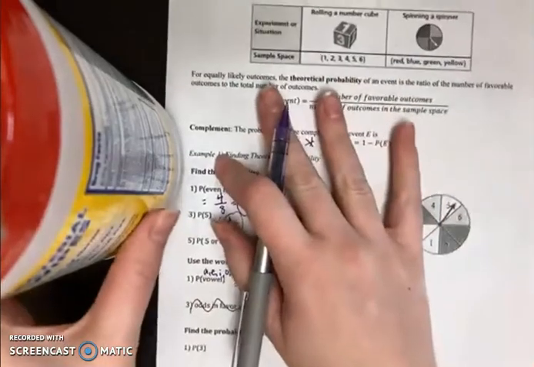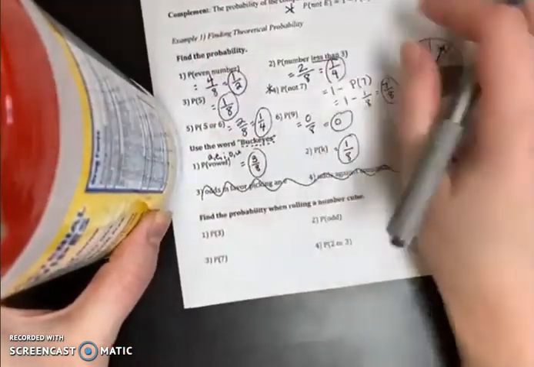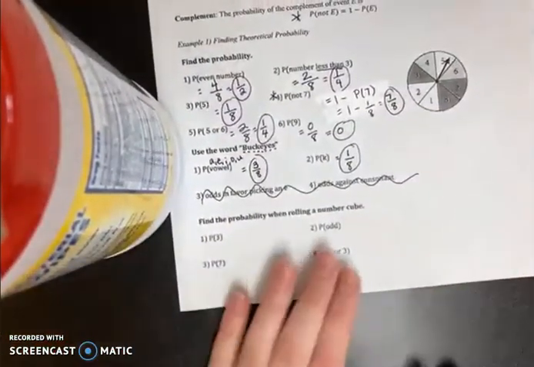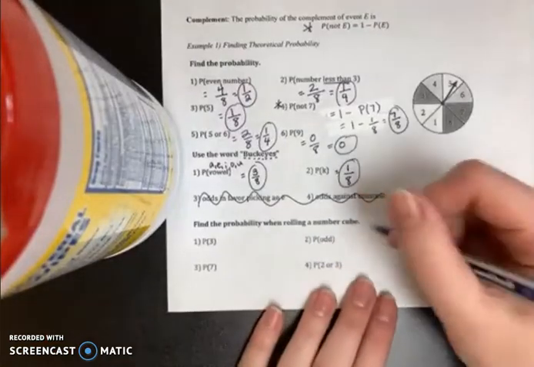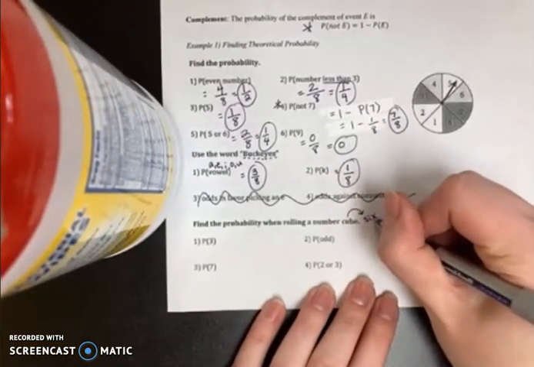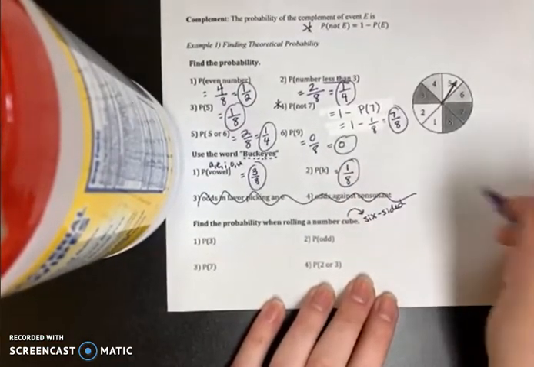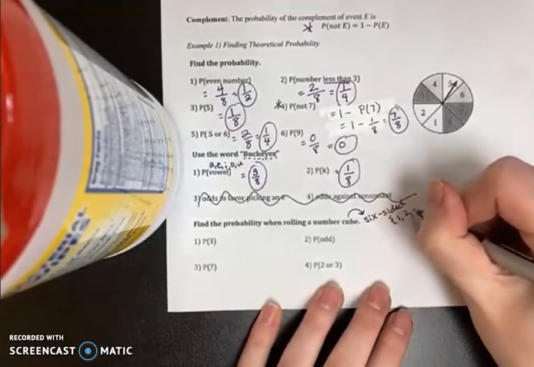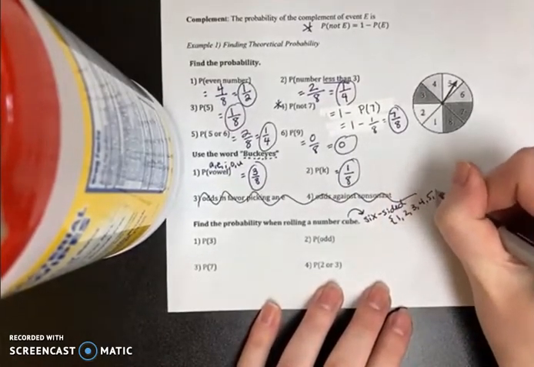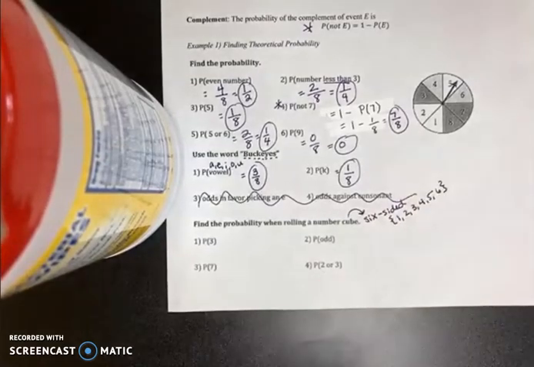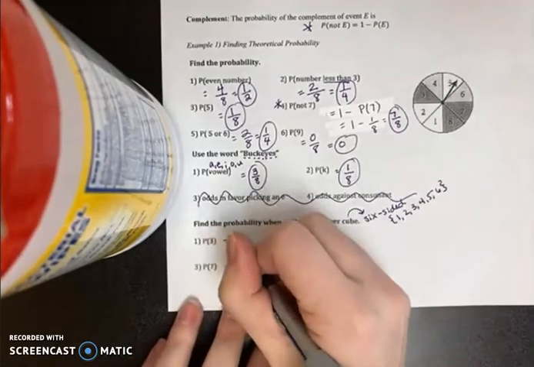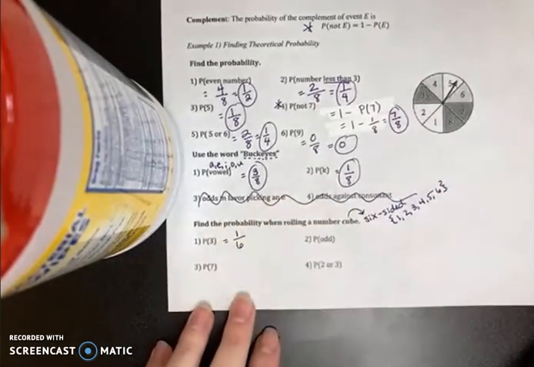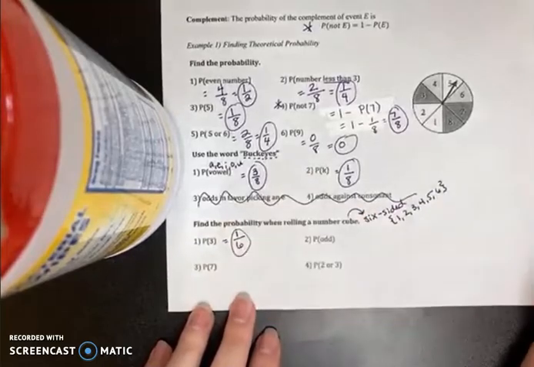Next, we have a probability when rolling a number cube. So whenever I just say a number cube, I want you to assume that it is a 6-sided standard cube. So it has the numbers 1, 2, 3, 4, 5, and 6 on each face of the cube. So number 1 asks, what's the probability of rolling a 3? Well, there's only 1 3 out of 6 sides, so that would be a 1/6 ratio.